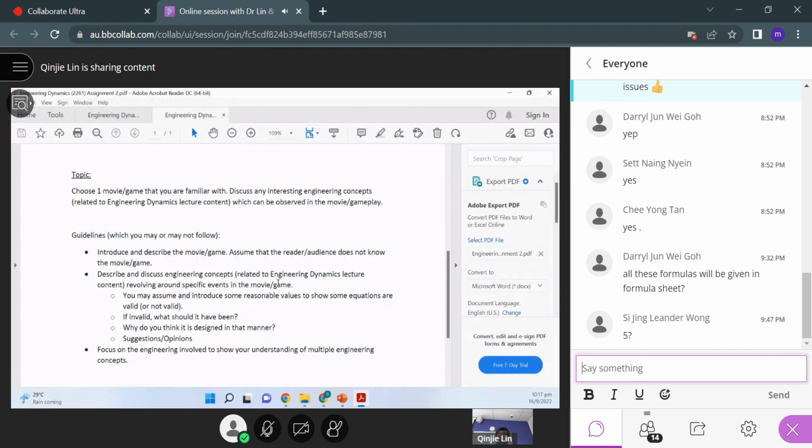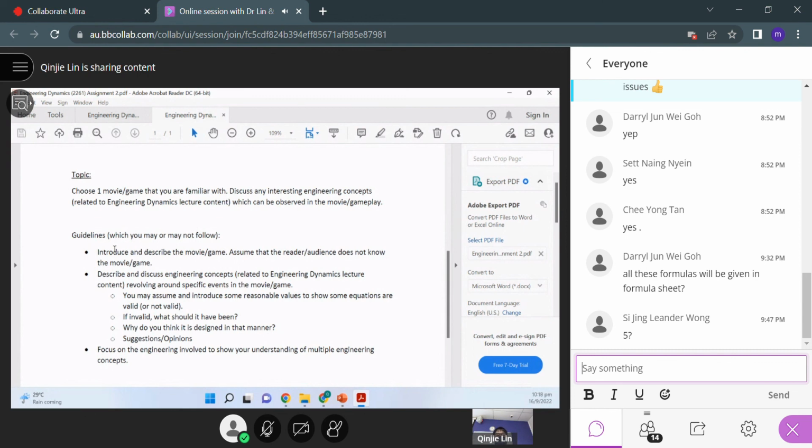So basically you just choose a movie or game that you are familiar with, then discuss any engineering concepts within it. Of course, the topics that we have learned, that means the physics that we have learned. These are guidelines which you may or may not follow. I say may not, to make it even more freestyle, because if I put may follow, everyone will follow. Of course, you can follow, and if you follow, confirm won't go wrong. If you want to go big or go home, then you may not follow, but it had better be better than all this.